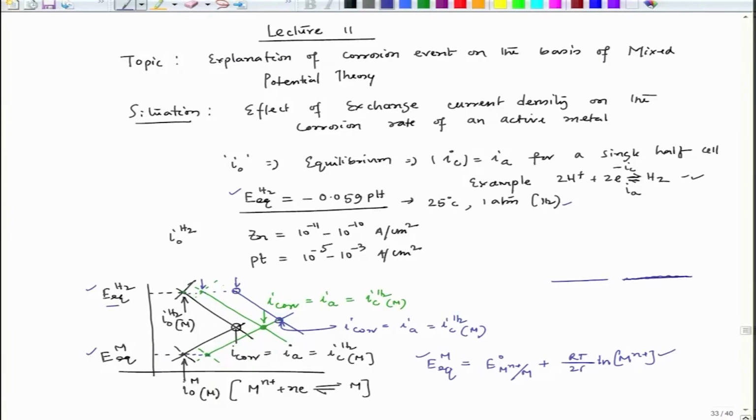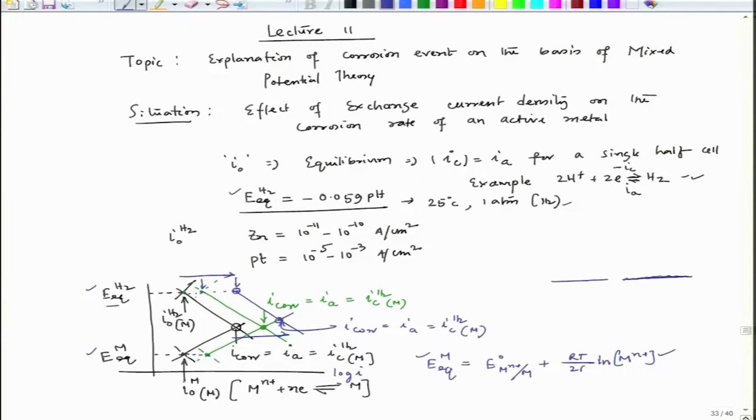So you could see that if the exchange current density of a hydrogen evolution reaction increases like this, the corrosion rate also increases like this, and remember this is on a log I scale. So it is an order of magnitude increase of the corrosion rate.